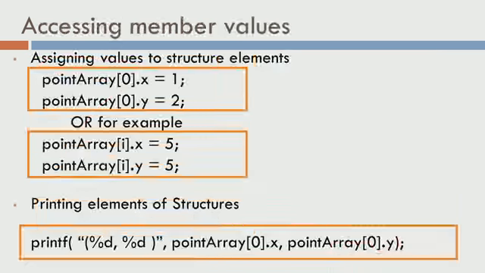You can access the individual members using arrays as given below. So you can say point array of 0 will be a structure. Given that structure, you can access dot x and get the x member, or you could even use point array of i to get the ith structure or ith member in the array, and in that you want the x coordinate and y coordinate to take the values 5 and 5. You can also read these values, point array of 0 dot x and point array of 0 dot y can be used as they are given here and printed and so on.